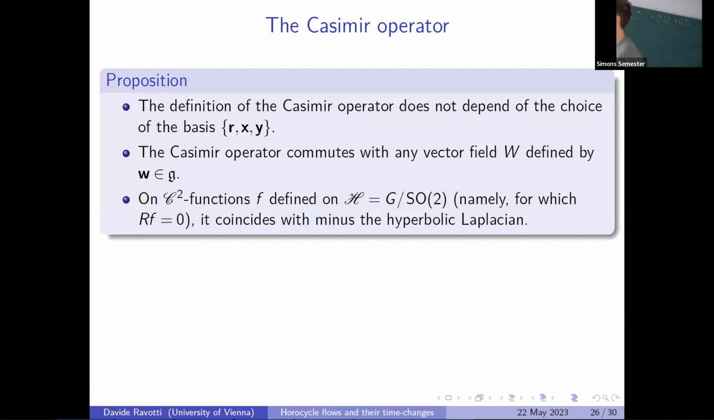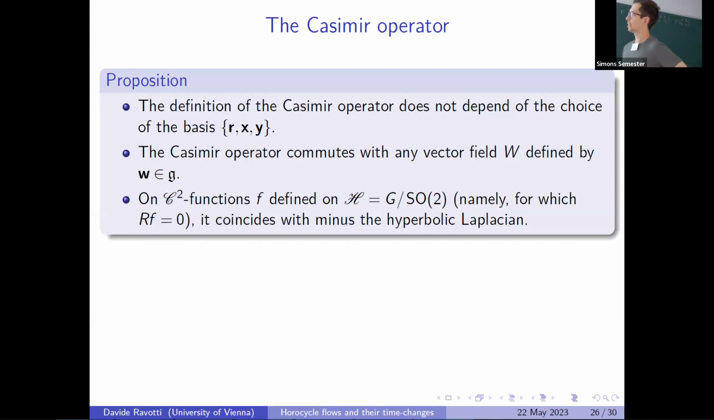And another property that maybe connects this Casimir operator that was defined algebraically to some geometric object is that, remember that SL2R was acting on the hyperbolic plane by isometries, and we also found that the stabilizer of one point was the group of rotation, SO2. This also appeared in Reynolds' lecture, so that we could actually identify the hyperbolic plane with the quotient of the group modulo the rotation subgroup.